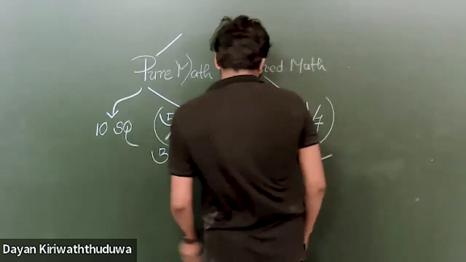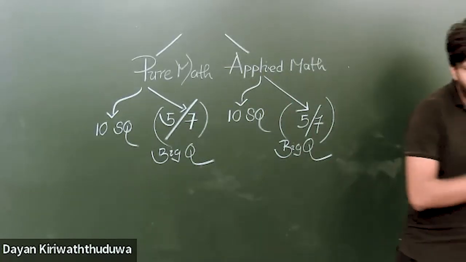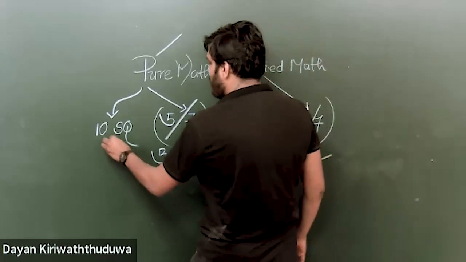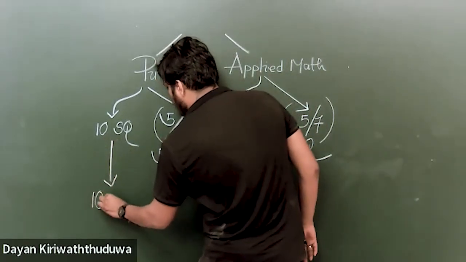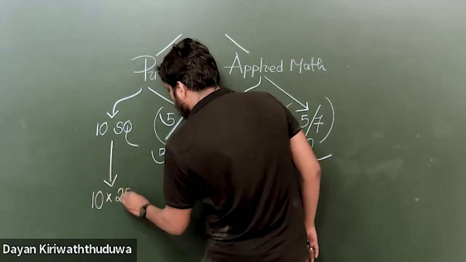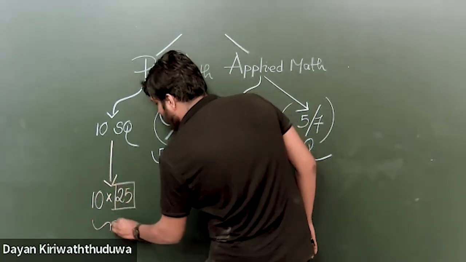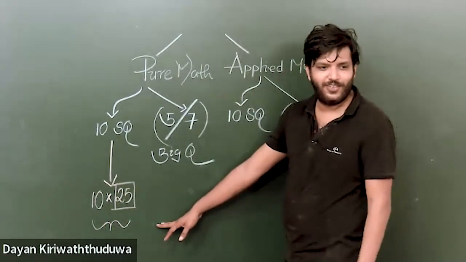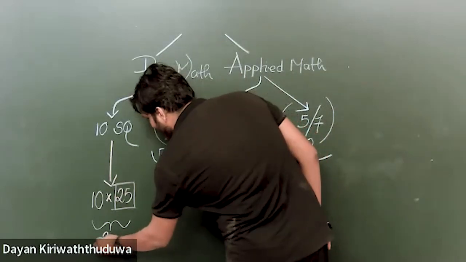And for every short question, you get 25 marks. Okay, every short question carries 25 marks. So 10 times 25 marks. You see? So that gives you 25 times 10, 250. Multiplication done.